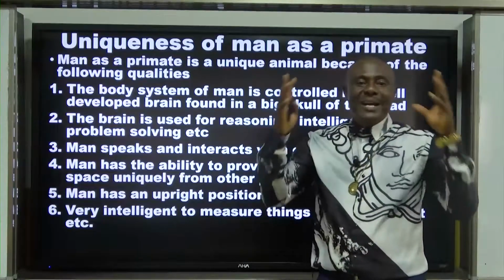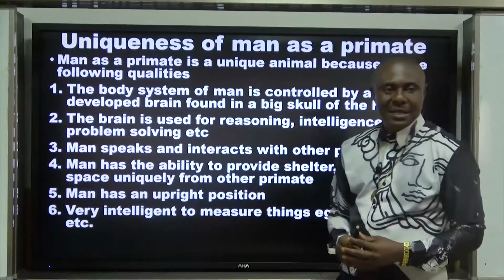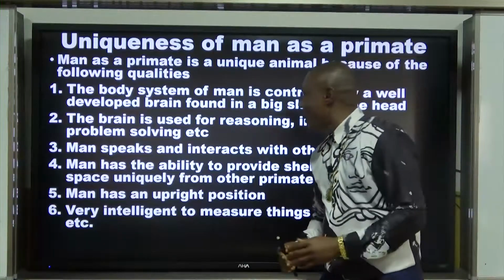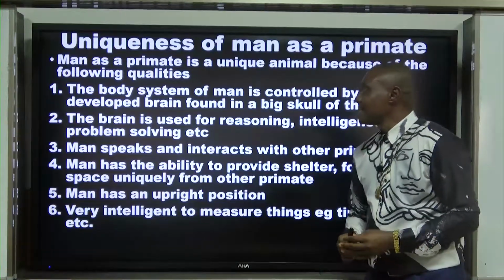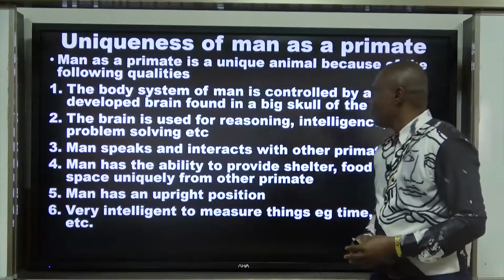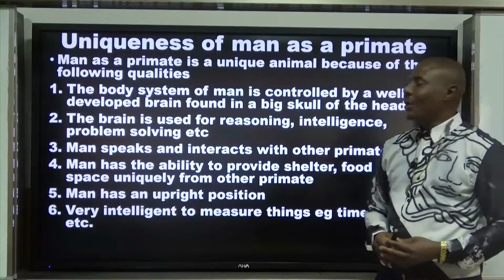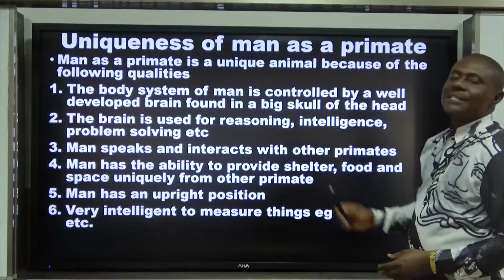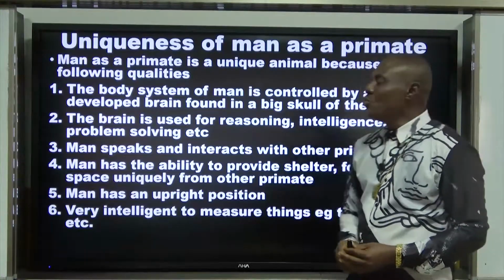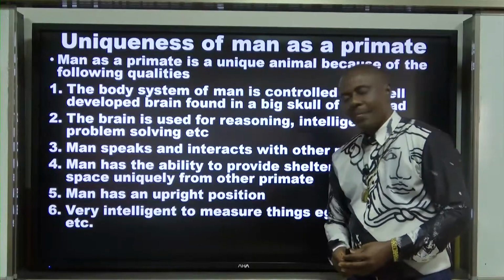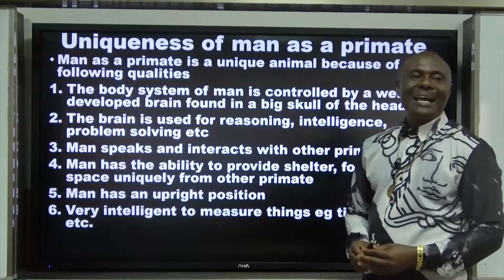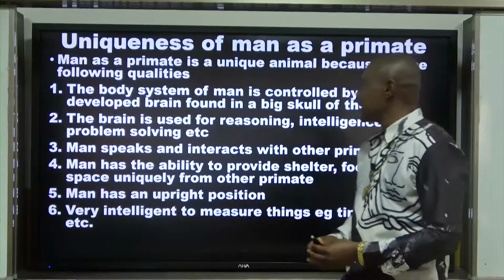The brain of man is bigger than the brain of every other primate, and this brain is located in the skull. It is the brain that is used as an organ of reasoning. We say the body system of man is controlled by a well-developed brain that is found in a big skull located in the head. The brain is used for reasoning. It is used as a component of intelligence. It is used for thinking and problem solving. It gives man the ability to speak and interact with other organisms as well as man himself.